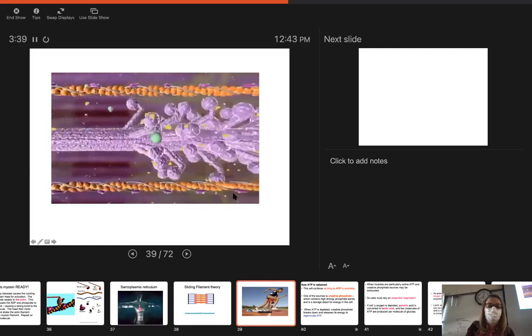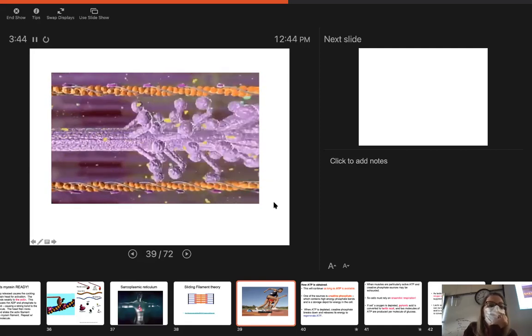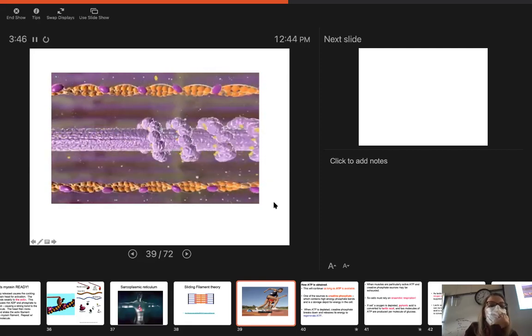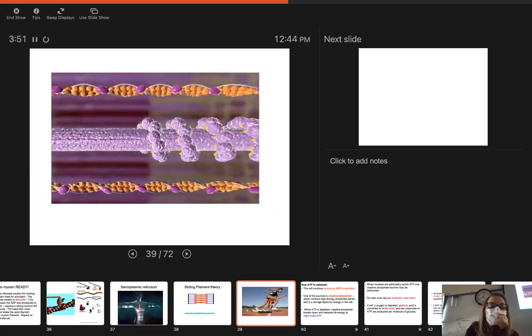Okay, we'll turn her back on. Action potentials stop. Calcium ions are pumped back into the ER. The myosin binding sites on actin are again blocked, and the muscle relaxes.